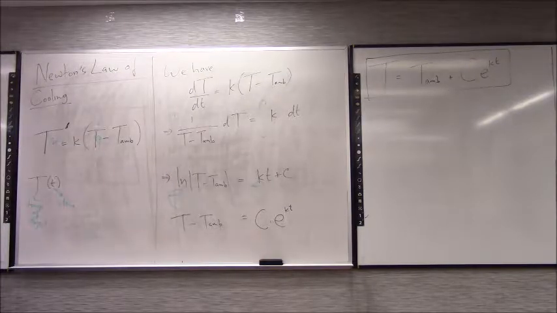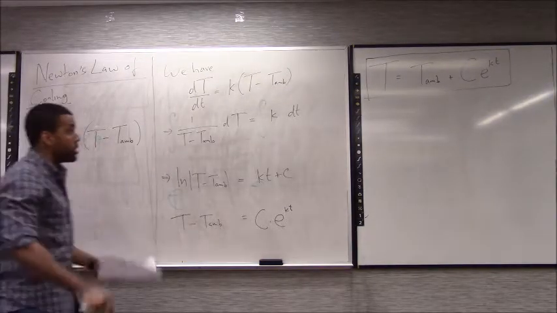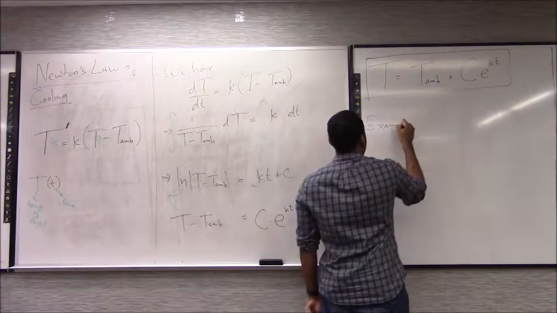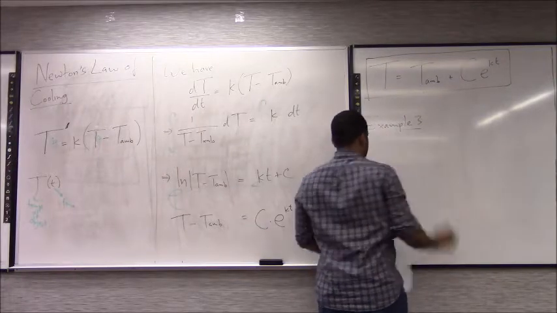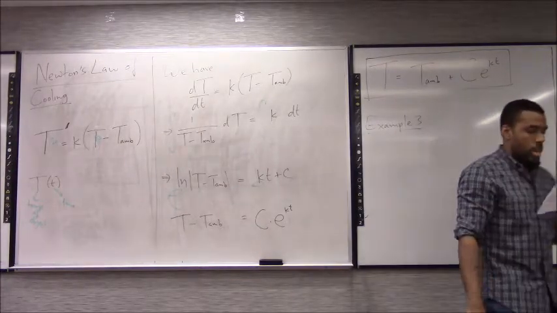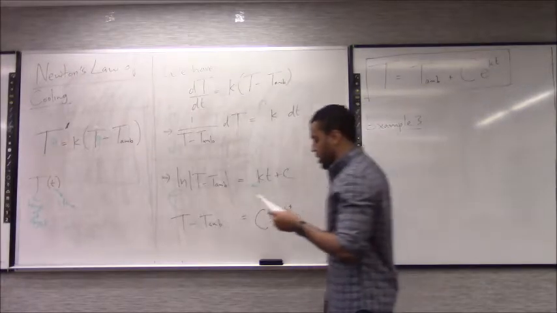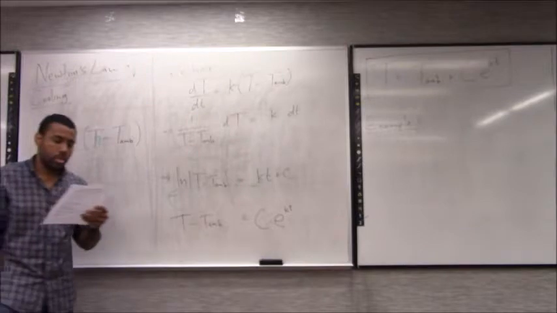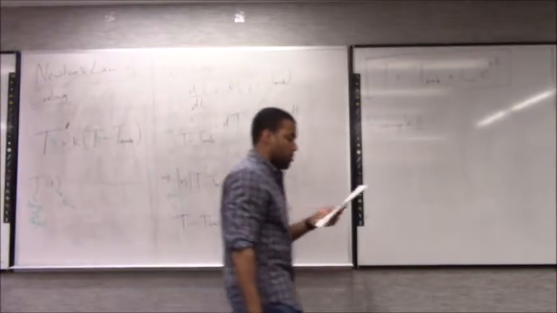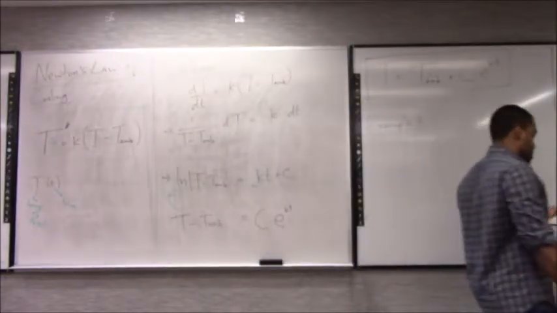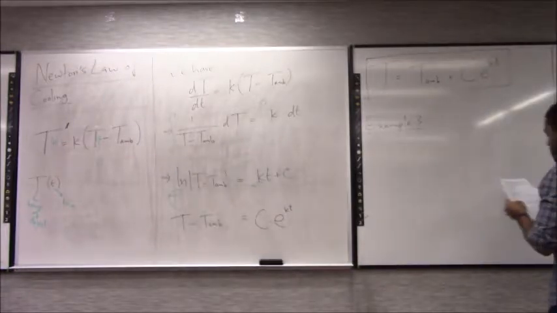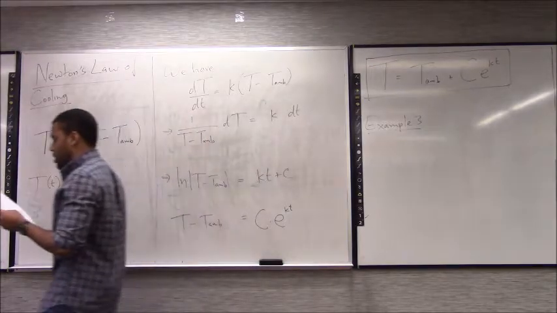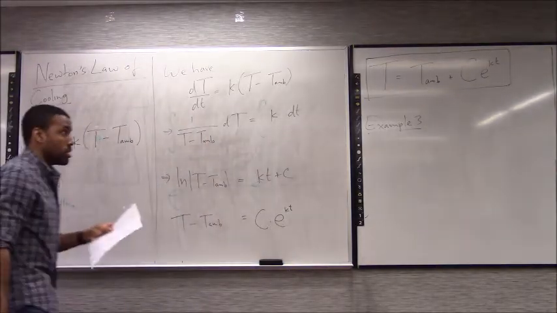That brings us to example 3, and we'll do example 3 and then end it. A thermometer is taken from a room where the temperature is 20 degrees Celsius to the outdoors where it's actually colder, it's 5 degrees Celsius. After 1 minute, the thermometer reads 12 degrees Celsius. What will the reading be after 1 more minute, and when will the thermometer read 6 degrees Celsius?